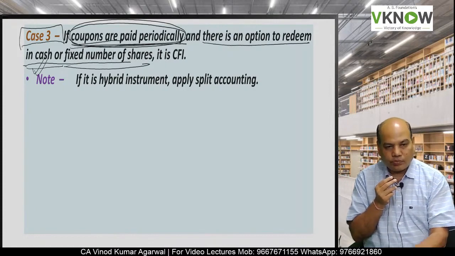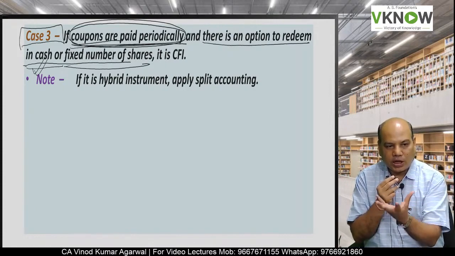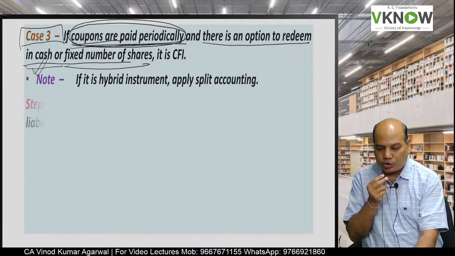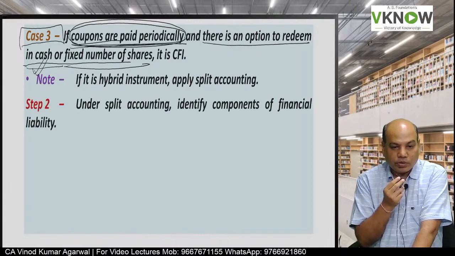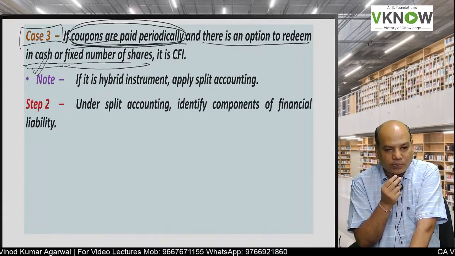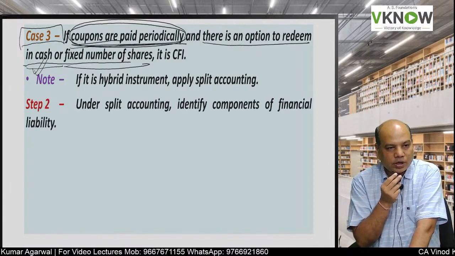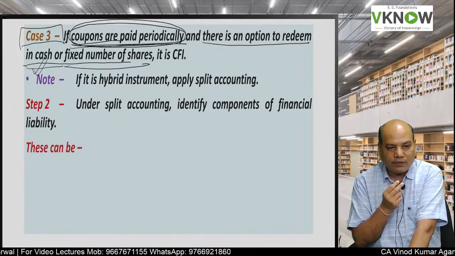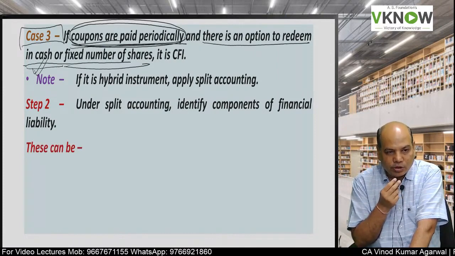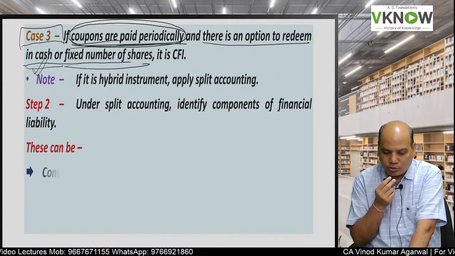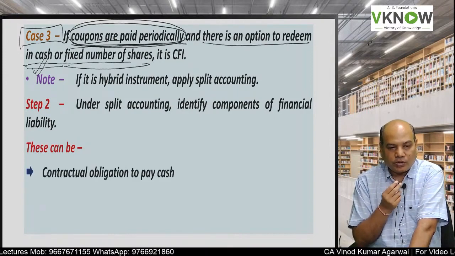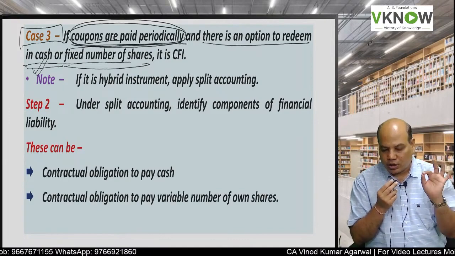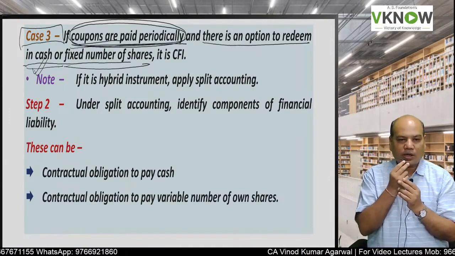So what we have to do, because now it is a hybrid instrument, a compound instrument, I have to split the liability portion and the equity portion, because the accounting treatment of the liability portion is different from the accounting treatment of the equity portion. So we'll have to now identify how much is the liability component and how much is the equity component. To find out the liability component, I have to check what is the contractual obligation to pay cash.